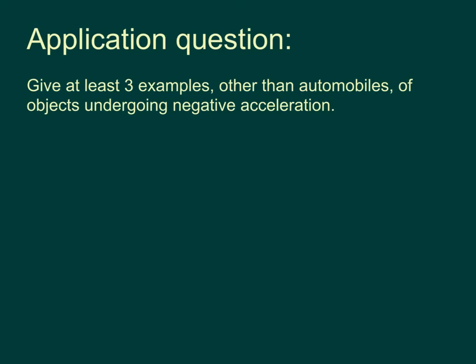To wrap up your work with Learning Target 1 tutorial, as an application question, in your notebooks, please give at least 3 examples of objects that are undergoing negative acceleration. These are objects that you are thinking of other than automobiles. Come up with unique examples to show your understanding.